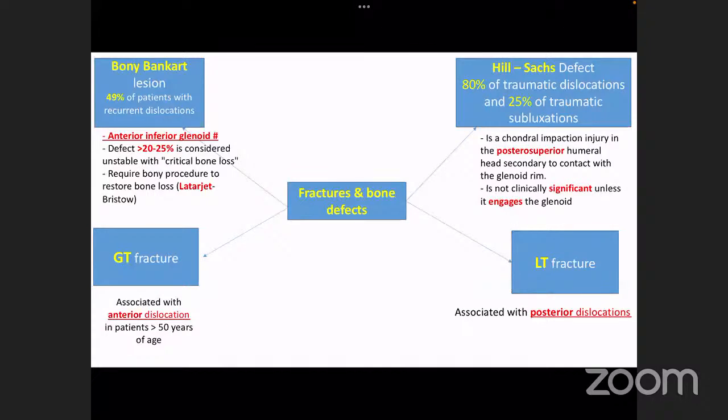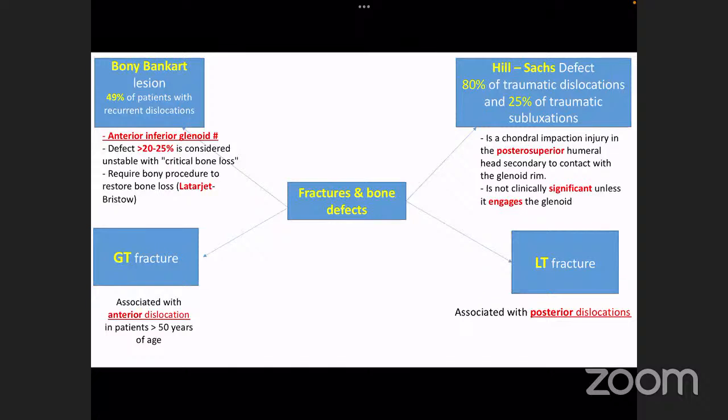Lesser tuberosity fracture is associated with posterior dislocation. Posterior dislocation is very important not to be missed, especially if the patient comes to the ER with a locked, stiff-looking shoulder or limitation of external rotation. Axillary view is very important. If you can do an axillary view, please do a CT scan, but don't miss this injury.